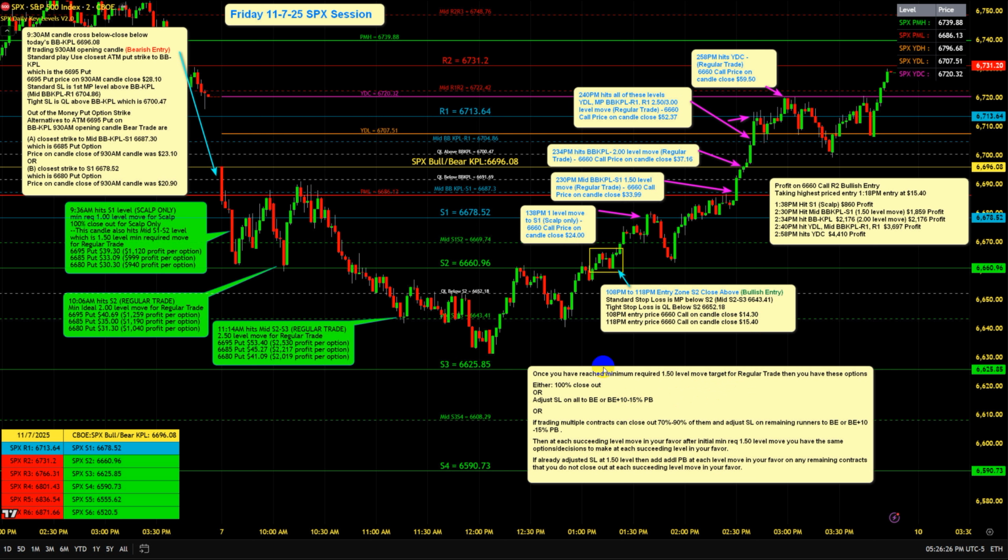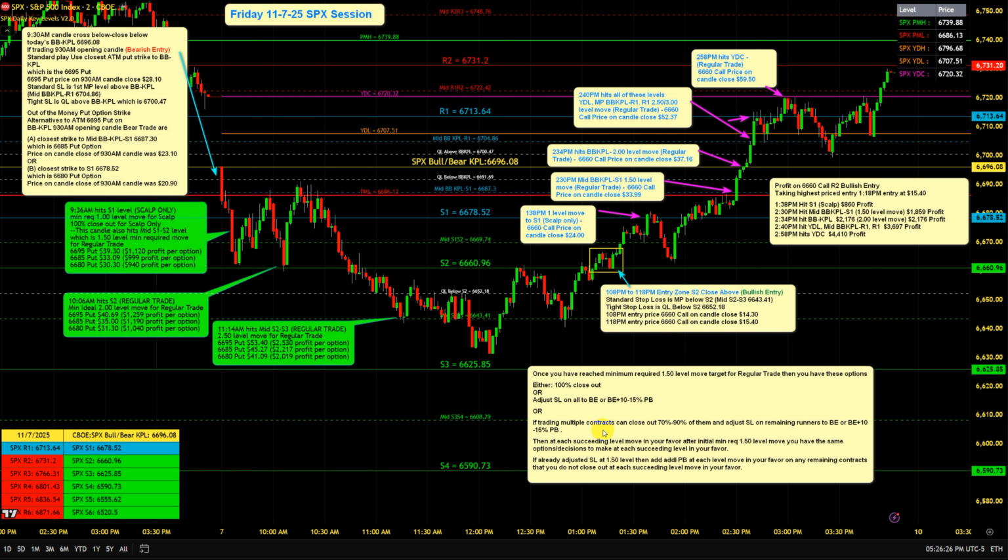So when you're doing your adjustment on a stop loss, it's now price based on the option. Your initial stop loss is based on levels. However, when you hit on regular trades your minimum required 1.5 level move, then you are switching to a price based stop loss, which is at least moving your stop loss to break even, the price you paid for the option, or break even plus a 10 to 15% add-on profit buffer.